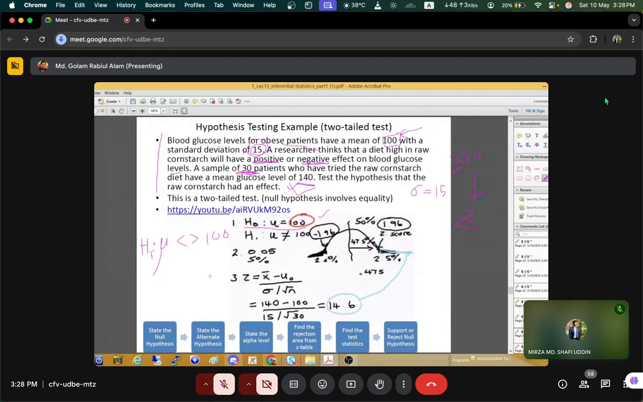So what are the steps? The steps are: state the null hypothesis first. We have already stated the null hypothesis. Then state the alternate hypothesis, which we have also stated. Then state the alpha level, which is the significance level of your test. Here we assume that alpha is 0.05. This is actually user defined. You can define it like 0.05, 0.01, or maybe 0.001. Those are the significance levels of alpha.